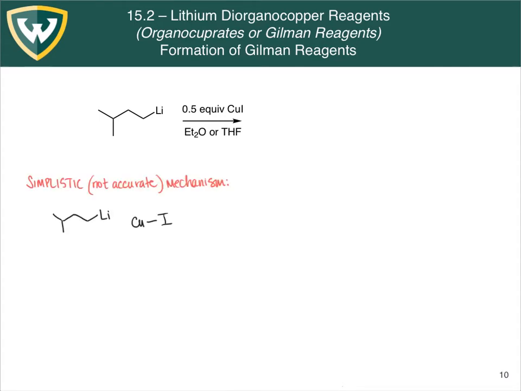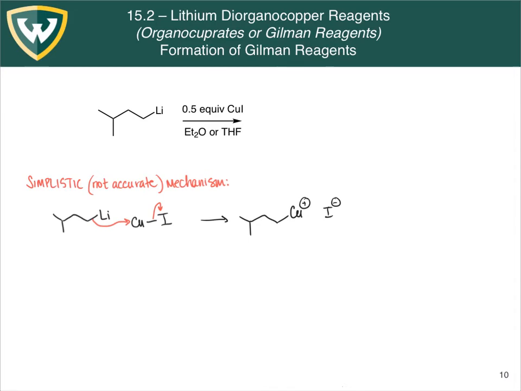So we'll draw out a simplistic mechanism here, keeping in mind that this is not likely how the reaction actually happens, but it's a way that you can keep track of where all the electrons are going and where the bond formations are coming from. So here we are going to have attack of our organolithium species on the copper iodide, and we'll kick out I-. This gives us an organocuprate intermediate and an I- as the counter ion.